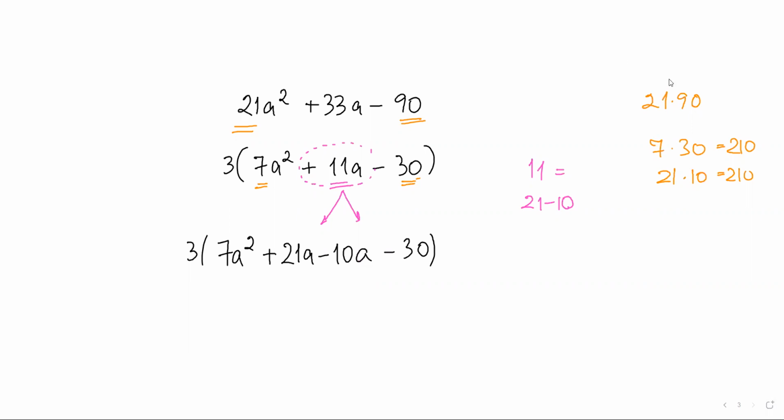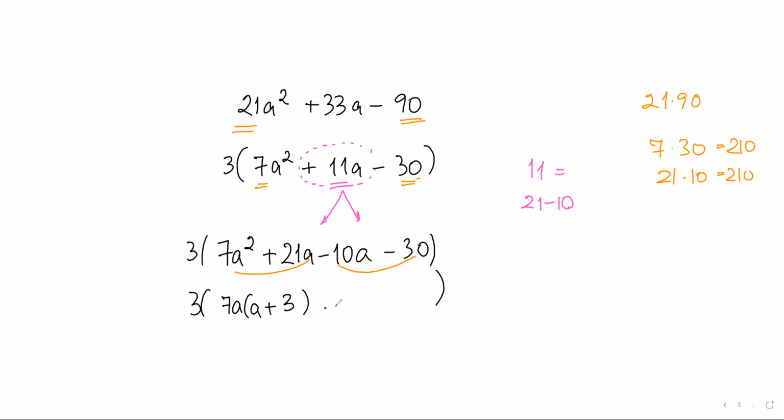And now I create 2 groups and identify what do these groups share. As usual, 3 will just have to be there. So 7a squared plus 21a share 7. So when 7a comes out of brackets, inside from 7a squared, only a is left. When 7a comes out of the bracket for 21a, only 3 is left. And just to confirm that 7a times a is 7a squared, 7a times 3 is 21a.